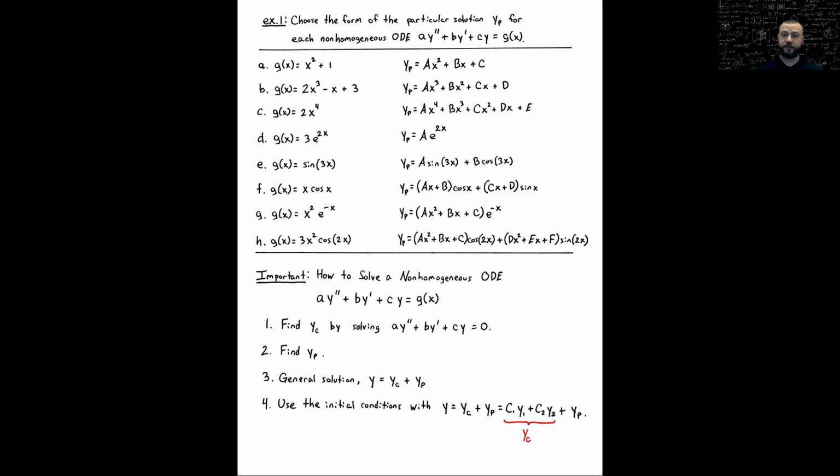And once you find your particular solution, which includes a lot of algebra in solving for your coefficients, you then combine yc, the complementary solution, with yp, the particular solution. We add them together to give us what we call the general solution. If the differential equation has initial conditions, you can use the initial conditions with the general solution, yc plus yp. Make sure to do that at the end here once you have found your particular solution.